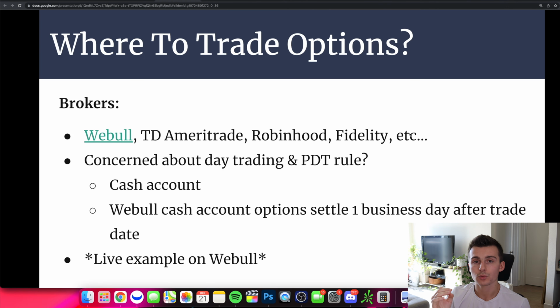So now I want to dive into where could we trade options? There's a lot of places to go these days. There's Webull, TD Ameritrade, Robinhood. The reason why I have those three listed first is because I believe these are the easiest places to trade options. Now, there are fees on TD Ameritrade. There are no fees or very minimal fees in terms of commissions on Webull and Robinhood, okay?